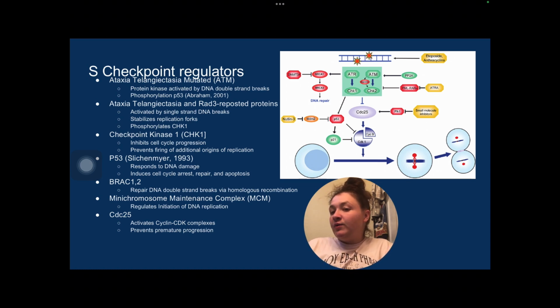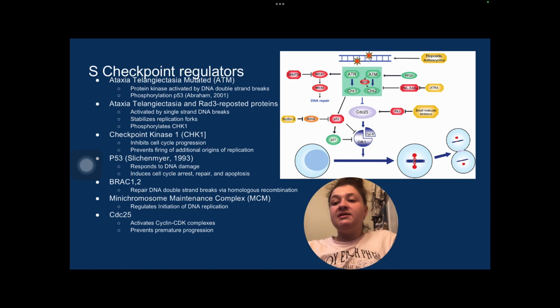While P53 is more commonly associated with the GAP1 or G1 checkpoint, it can also be involved in the synthesis checkpoint, particularly in response to severe DNA damage. If damage is detected, P53 can induce cell cycle arrest, allowing time for DNA repair, or it can trigger apoptosis if the damage is irreparable.